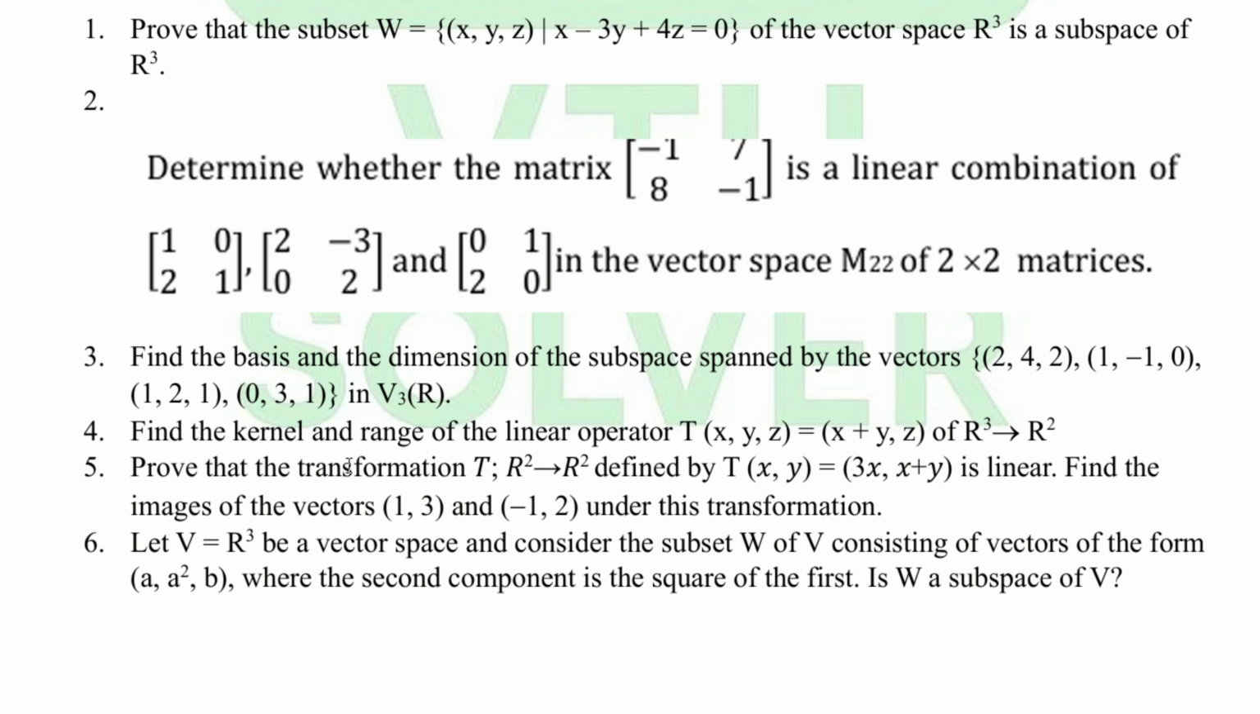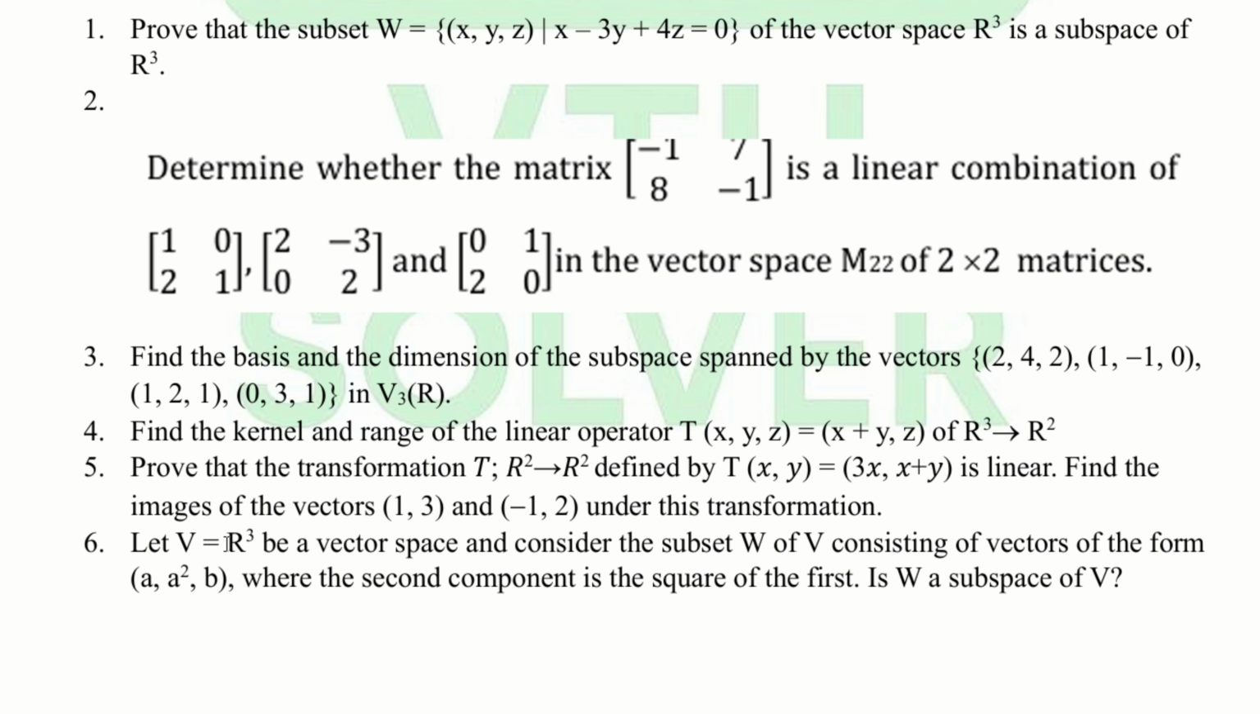The fifth question is prove that the transformation T: R² to R² defined by T(x, y) = (3x, x + y) is linear. Find the images of the vectors (1, 3) and (-1, 2) under the transformation.